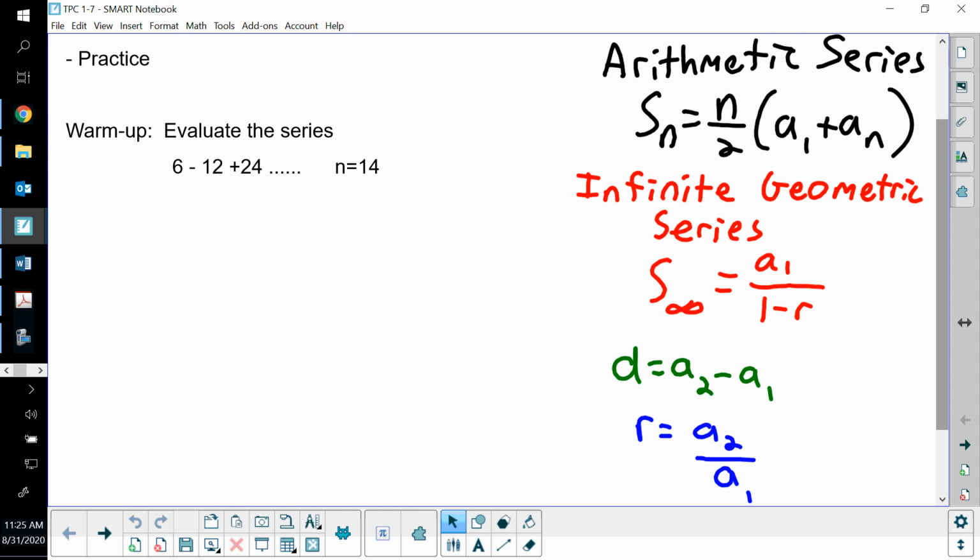So you have your arithmetic series formula, Sn is equal to n over 2 times a1 plus an. You got your geometric series formula, a1 over 1 minus r, and there are ways to find d and r if it's not obvious. So our warm-up we can be putting on the Tuesday box.